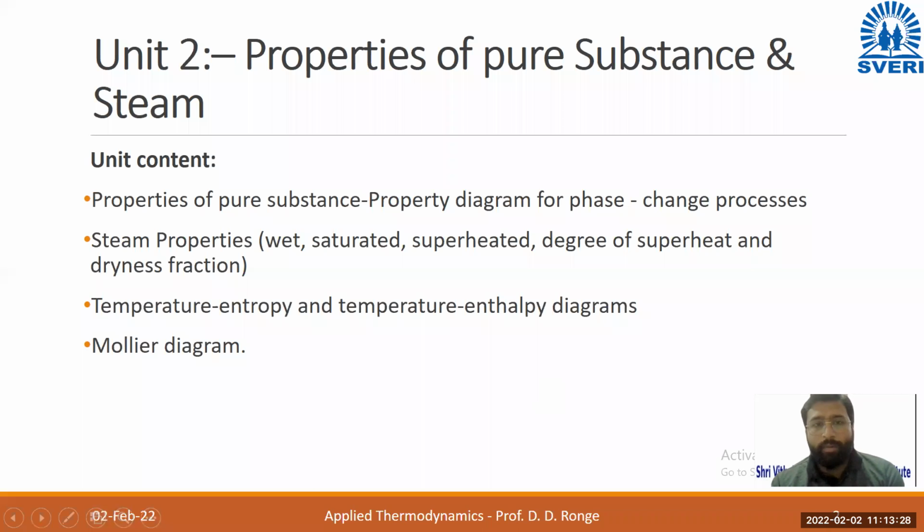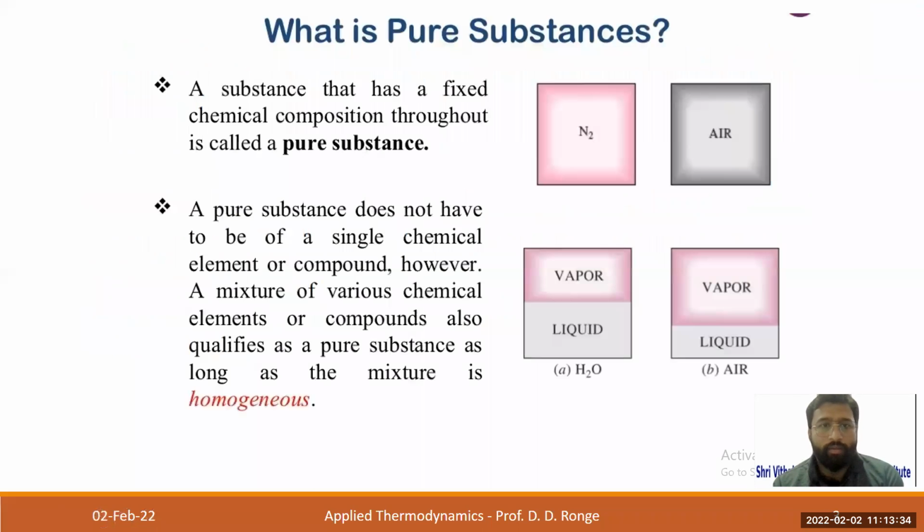So we are in chapter number 2, properties of pure substances. What is a pure substance? A pure substance is a substance that has fixed chemical composition throughout the process. For example, you can take nitrogen, oxygen, carbon dioxide, etc., which are naturally available. In another case, if you have a mixture of two phases, solid and liquid, but the chemical composition is still the same, like the example of water given here, it is also called a pure substance.